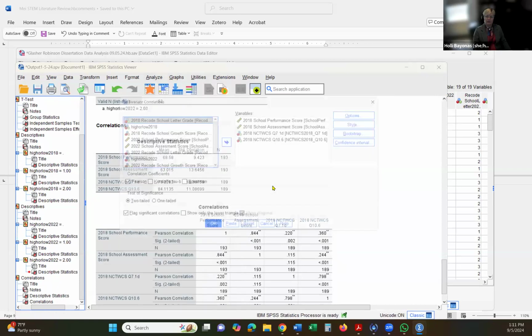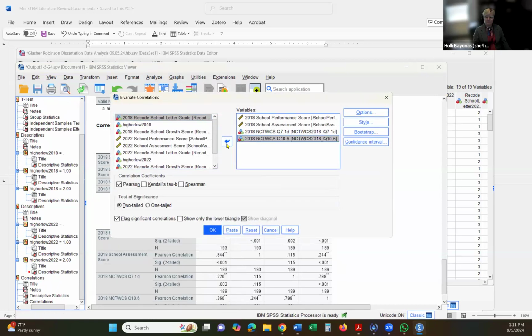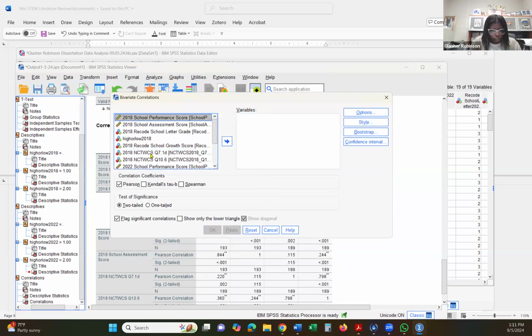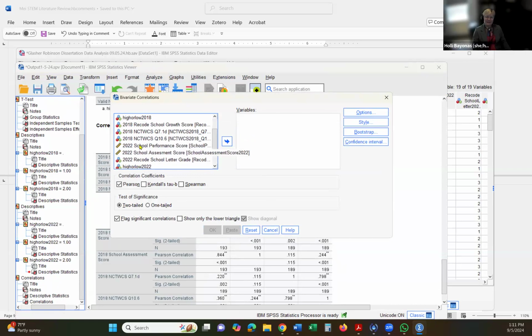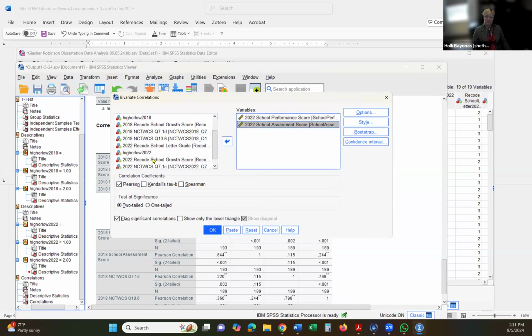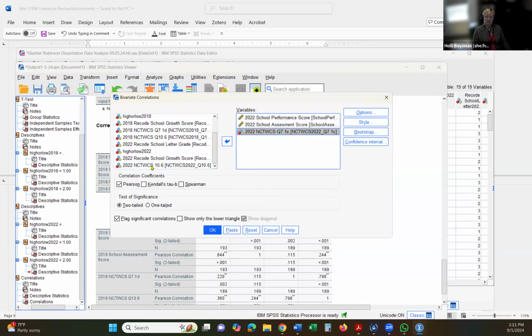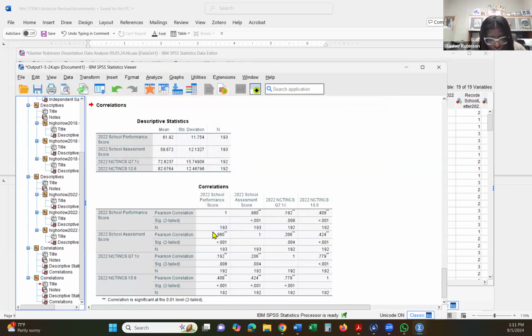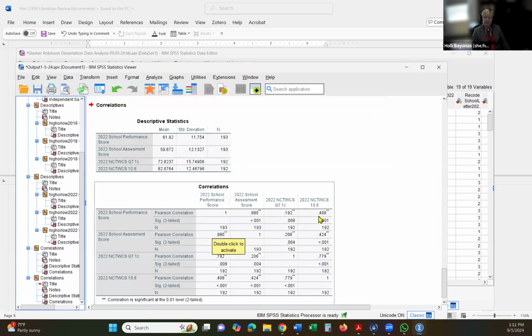Analyze, correlate, bivariate. There you go. You copy and drag over there? I didn't know that you could do that. I've been clicking on them one at a time and hitting the arrow. You can click or drag either one. So now it's, oops, there. Assessment score, you and you, right? Yes. Okay. 0.19, 0.40. All right, cool.